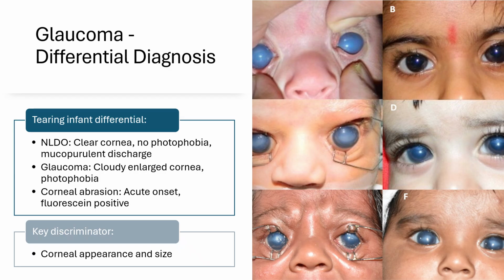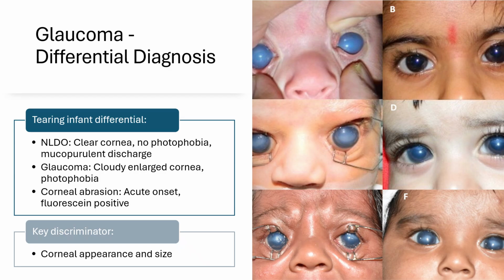Corneal abrasion shows acute onset following trauma, even minor trauma from fingernails or blanket fibers. The cornea remains normal-sized, but shows epithelial defects with fluorescein staining. These infants display sudden onset symptoms rather than the progressive course of glaucoma.